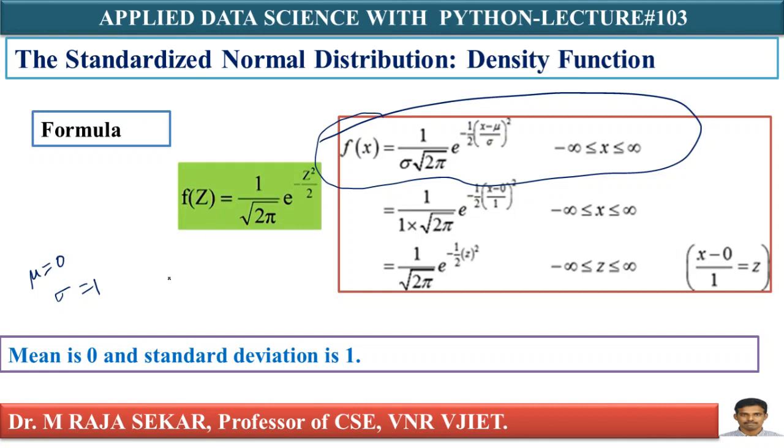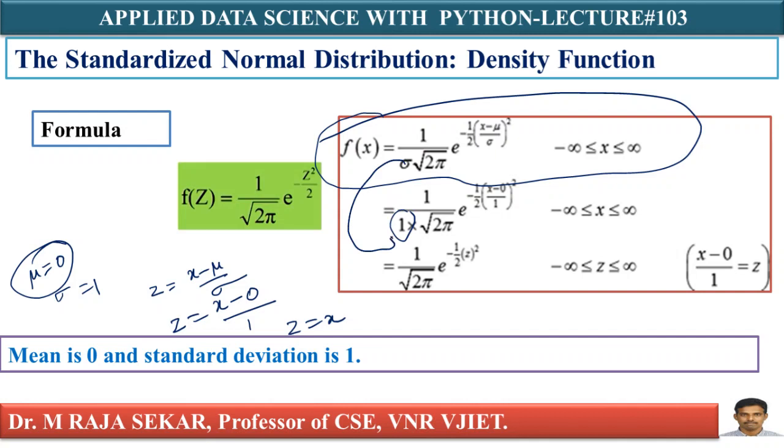What is the relation between z and x? Z is standard normal distribution. Z equal to x minus mu by sigma, isn't it? Therefore z equal to x minus, what is my mean? Mu equal to 0, by sigma. What is my sigma? Sigma equal to 1. Therefore I can say, in the 1 by sigma, what is my sigma value? Sigma is 1, root 2 pi into e power, x minus mu by sigma. Your x minus mu by sigma is just x, that is z, isn't it? Your sigma is 1 and mu is 0, that's simply x.